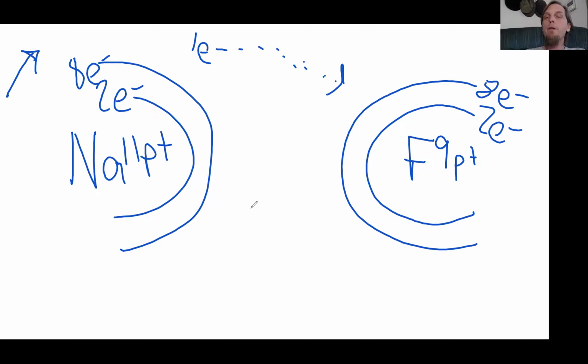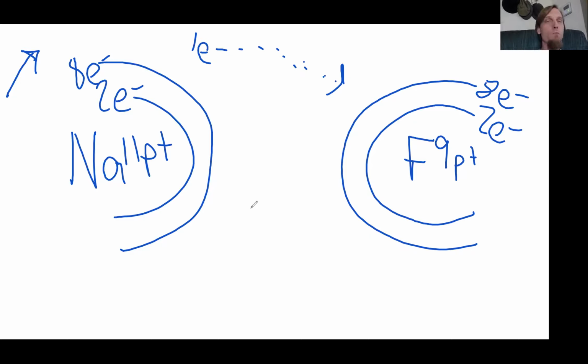Is fluorine happy now? Yep. Is it stable? Yep. Has all eight. Satisfies the octet rule. You look at sodium. Is he stable? Yep. Happy? Absolutely. So now we have this chemical reaction that has occurred.